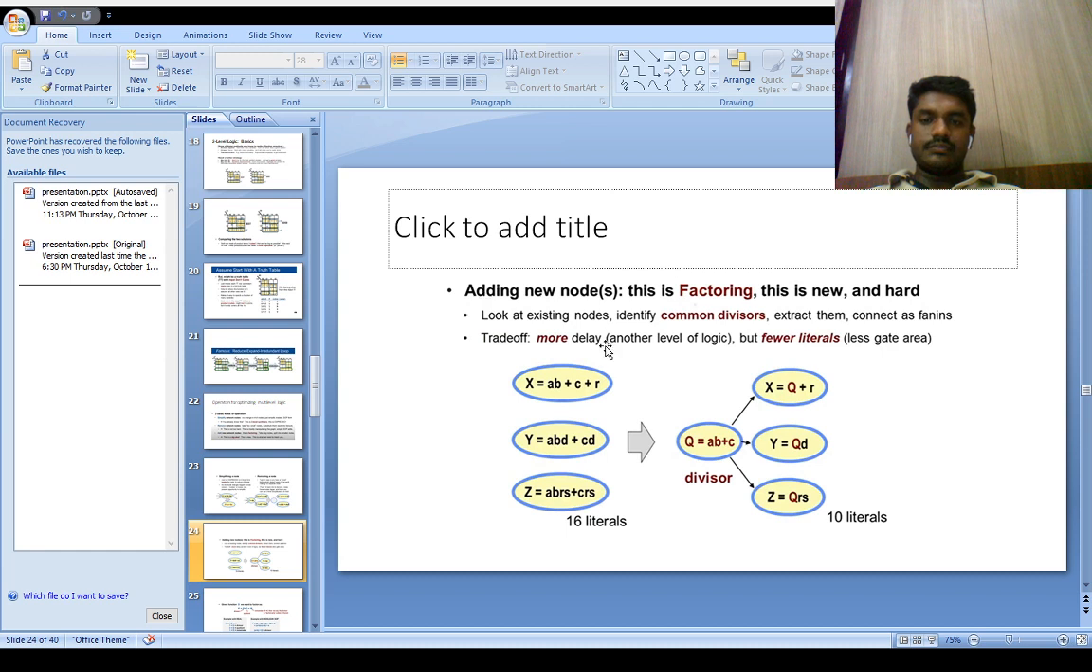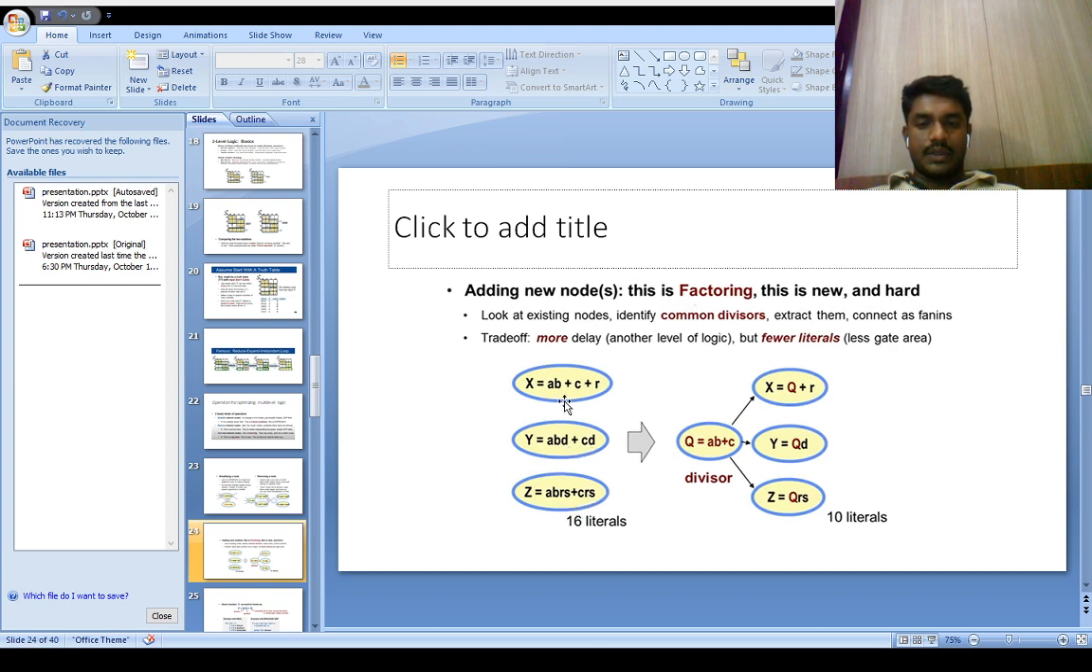And now I am doing adding new nodes. How to add a new node? Let us take this example. In x, y, z there are 16 literals: a, b, 1, 2, 3, 4, 5, 6, 7, 8, 9, 10, 11, 12, 13, 16. These 16 literals are there.